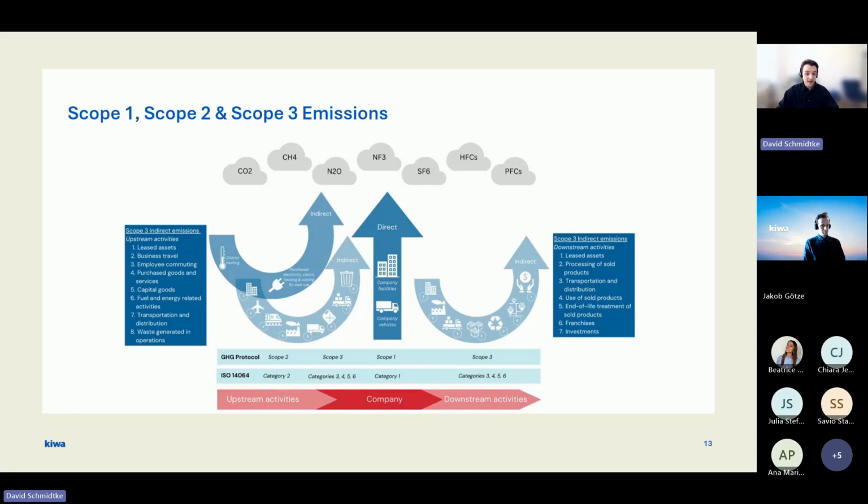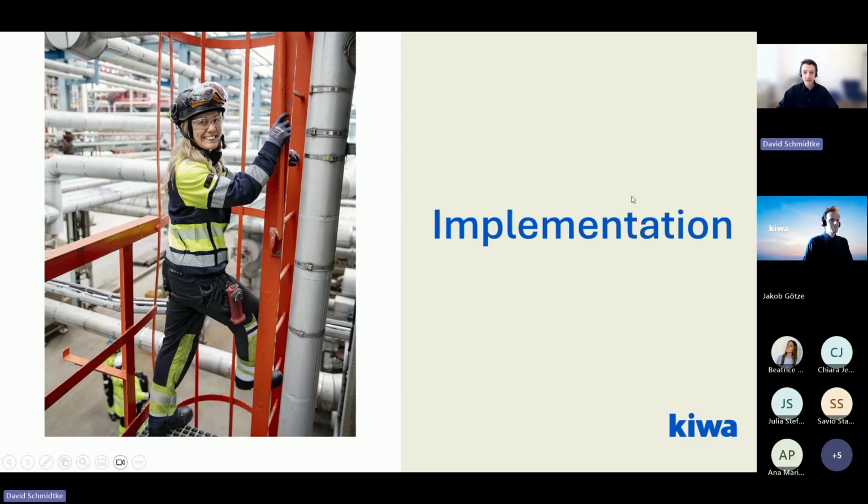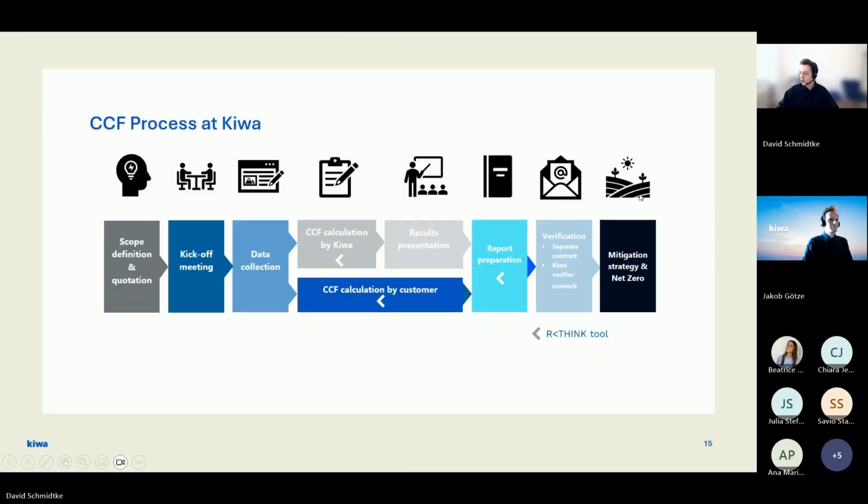And now I'm done, and I will hand over to Jacob regarding the implementation and practical approach. Thank you, David. So I would like to start by giving a brief overview of the corporate carbon footprint process and then explaining individual steps afterwards.